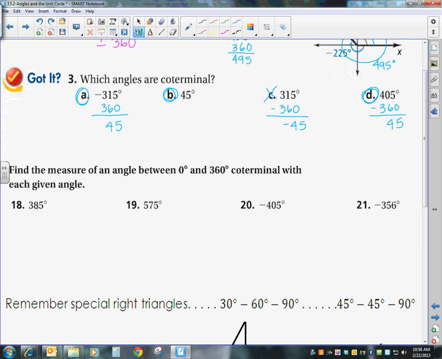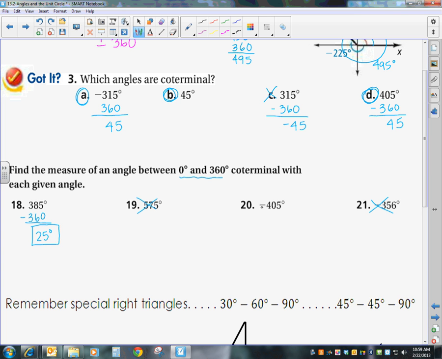Sometimes they give you an angle and ask you to find a coterminal angle. In this case, they want it between 0 and 360. So 385, I'm going to subtract 360, and I'm going to get 25 degrees. So 25 degrees is an angle that is coterminal with 385. That's part of your homework, so I'm not going to do those two.